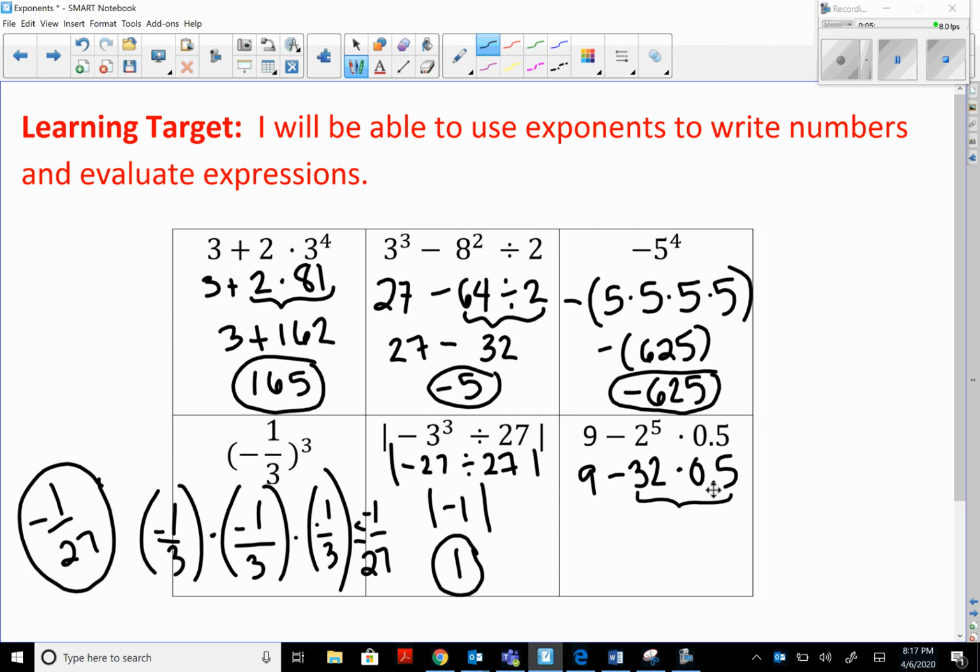So that is 16. So now I'm going to do 9 minus 16, which is going to be a negative 7. I hope that most of this was a review and that I helped to remind you of a few things you may have forgotten about exponents or about order of operations.